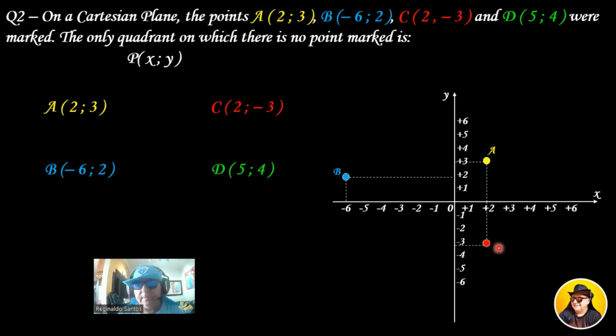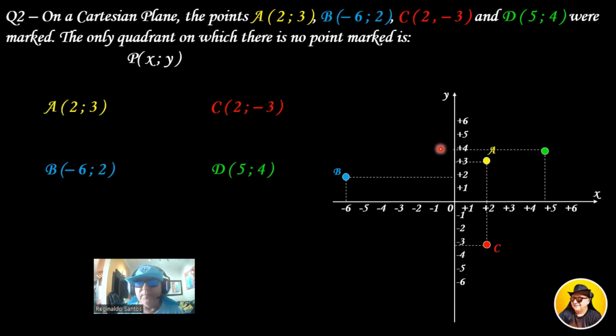Yes, point C. So point C belongs to quadrant 4. So let's see point D. Point D is 5 for X and 4 for Y. Let's see. So 5 for X and 4 for Y. Okay, so it's plotted also on quadrant 1.